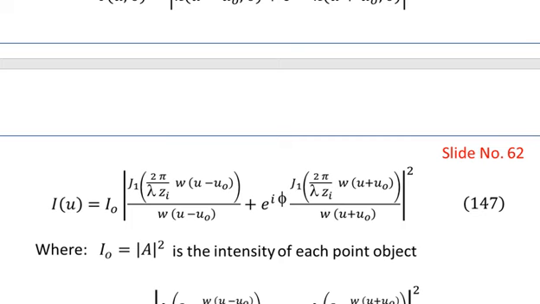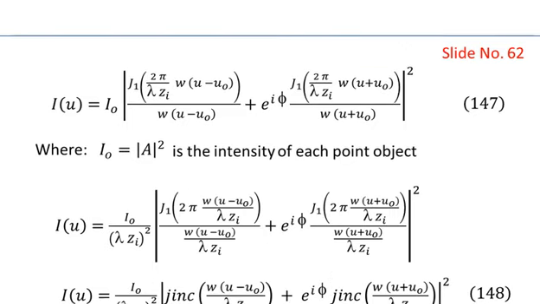So the final result for the intensity at the image plane u due to the coherent system is I naught, and the absolute square of J1 of something divided by w into u minus u naught, plus e to the power iota phi, and similarly J1 of 2 pi over lambda zi into w multiplied by u plus u naught. And you know that the same u plus u naught is in the denominator. So this is our final coherent intensity image due to the 2 point sources located at the object plane, where I naught is equal to a mod square, the intensity of each point object.